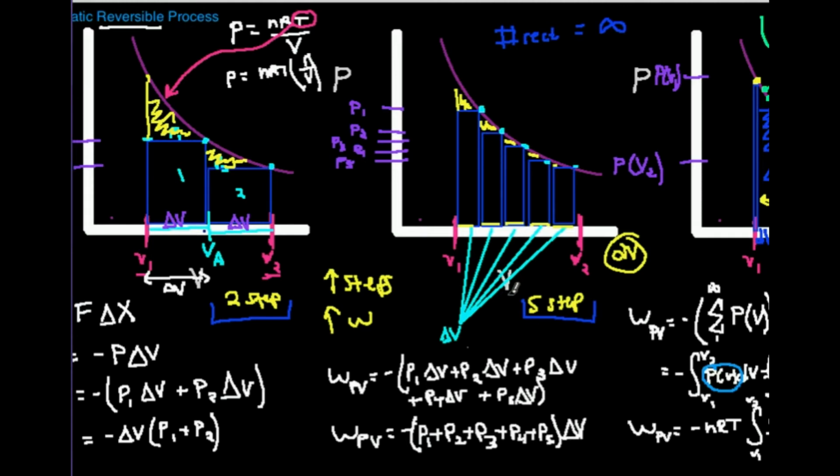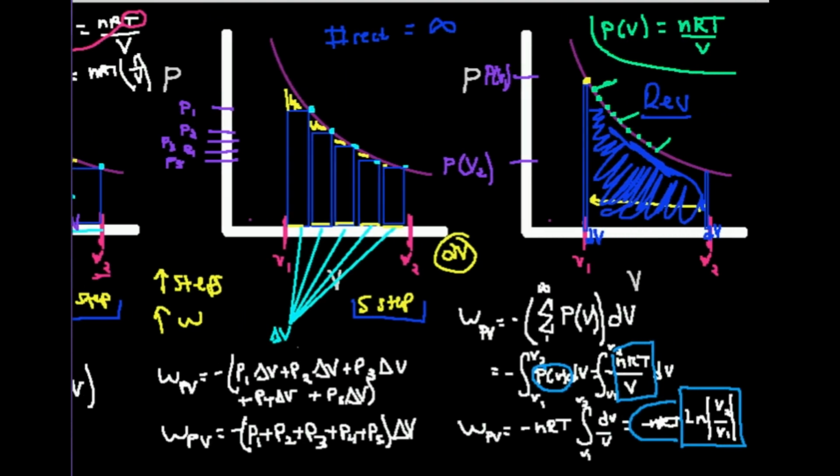Now here's another question. If I were to do this in one step, that would be completely irreversible as it can be. And you'd only have one rectangle here, and that would have the least work done. So the least work you can do in an expansion or compression is when you do it in one step. The most work you can do, in theory, would be if you did it in an infinite number of steps, and that's a reversible process.